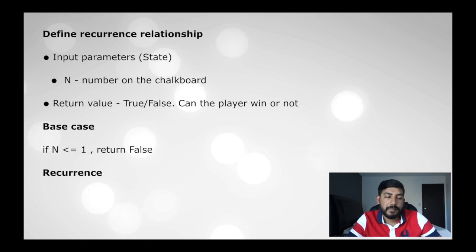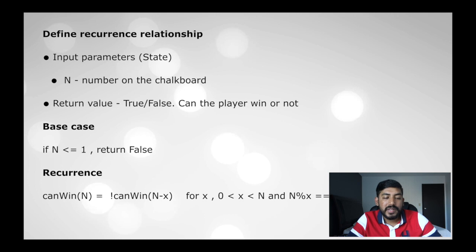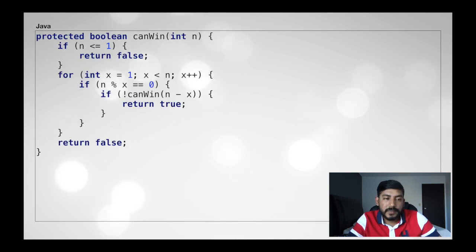So let's define the recurrence relationship. As I mentioned, the idea is to try out all the different options and find a factor which causes the other player to lose. So let's call the method can_win, and it takes that parameter n, and can_win(n) is equal to not can_win(n minus x), which means I can win if the other player loses. We have to try out all the different factors, and we are only interested in knowing whether or not such a factor exists. As soon as we get one factor which causes the other player to lose, we stop and return true, for x such that x is greater than 0 and less than n, and n mod x is equal to 0. So this is the Java code. This is a pretty straightforward implementation of the recurrence relationship that we saw in the last slide, and this is the Python code.